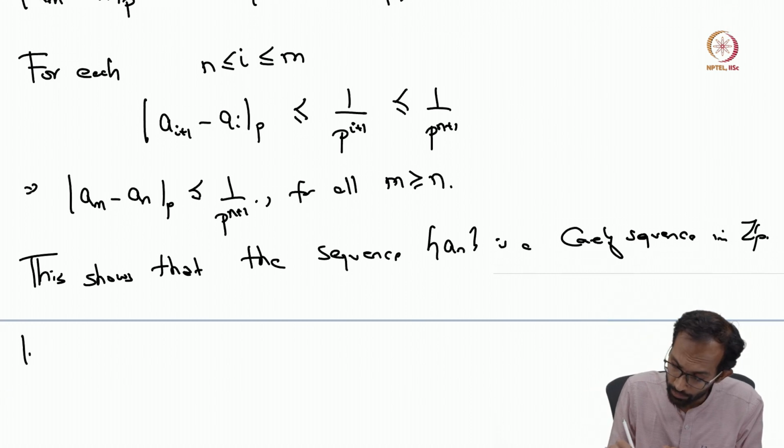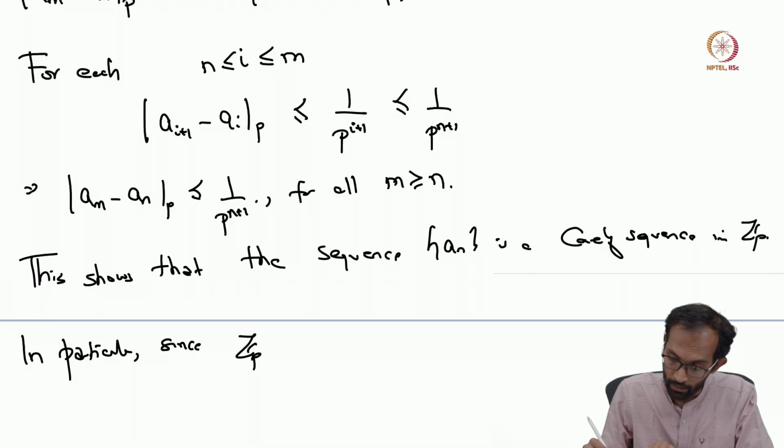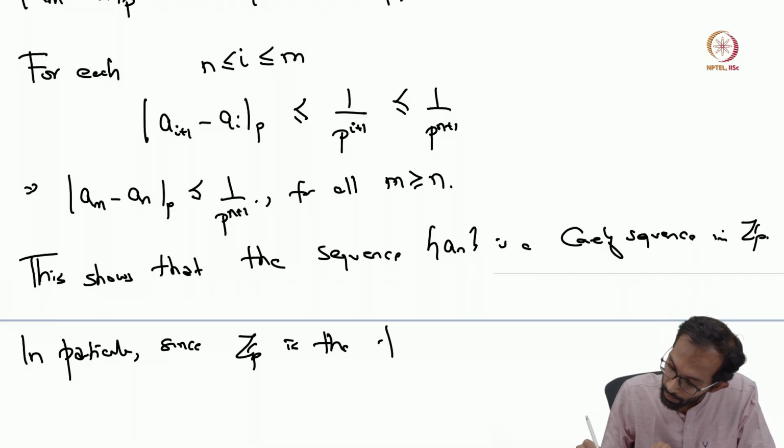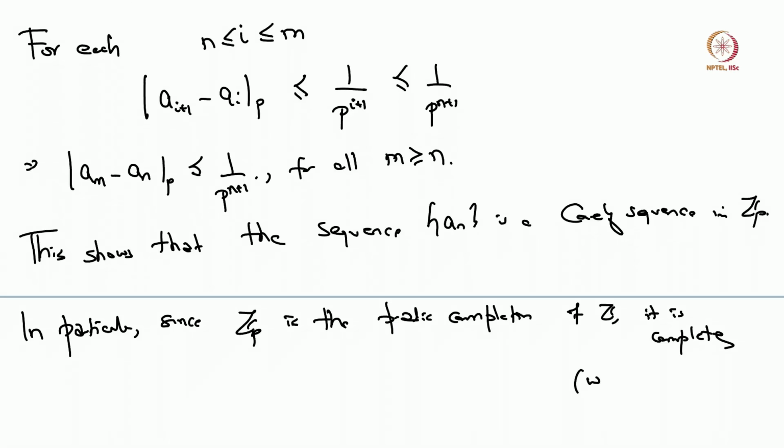Okay. And in particular, since Zp is the p-adic completion of Z, it is complete with respect to the p-adic absolute value.